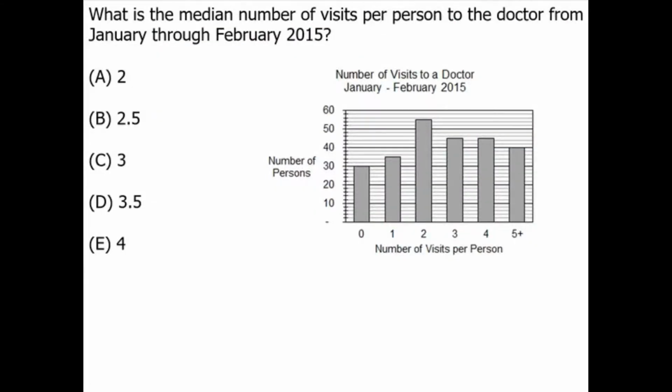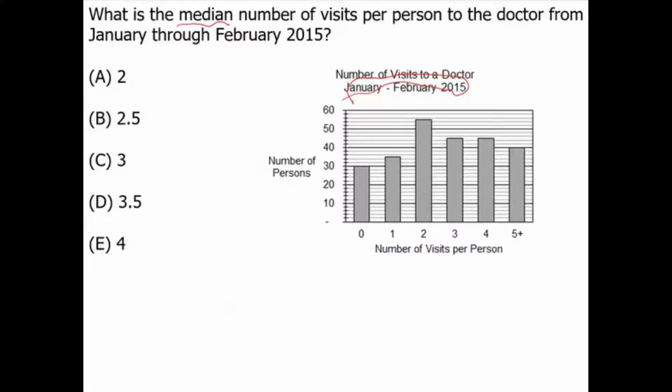This question is asking us to find the median number of visits per person to the doctor from the time listed in this graph. On the y-axis of this graph, we have the number of persons who visited the doctor. And on the x-axis, each one of these bars represents the number of visits per person.